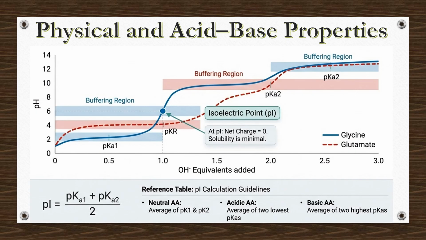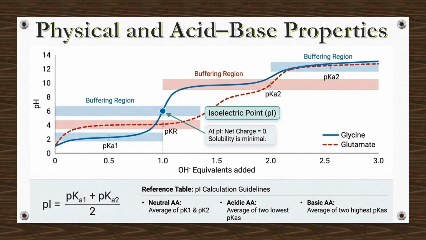Amino acids contribute to buffering capacity in biological systems. A molecule buffers best near its pKa, where protonated and deprotonated forms are balanced. Histidine is especially important because its side chain has a pKa close to physiological pH, making it an effective buffer in proteins such as hemoglobin, which helps maintain blood pH during carbon dioxide transport.